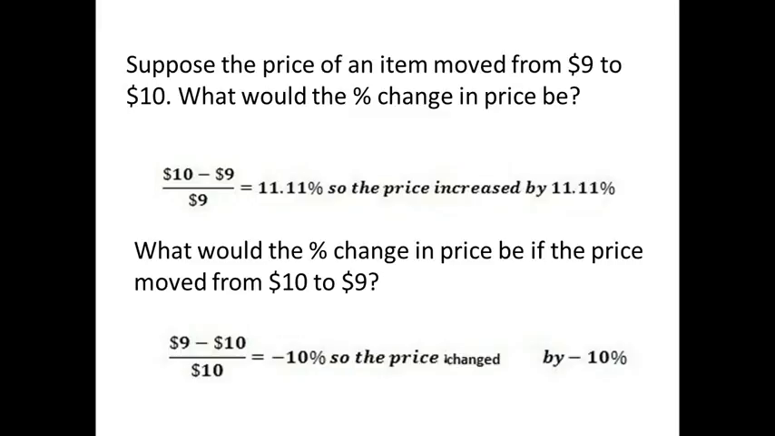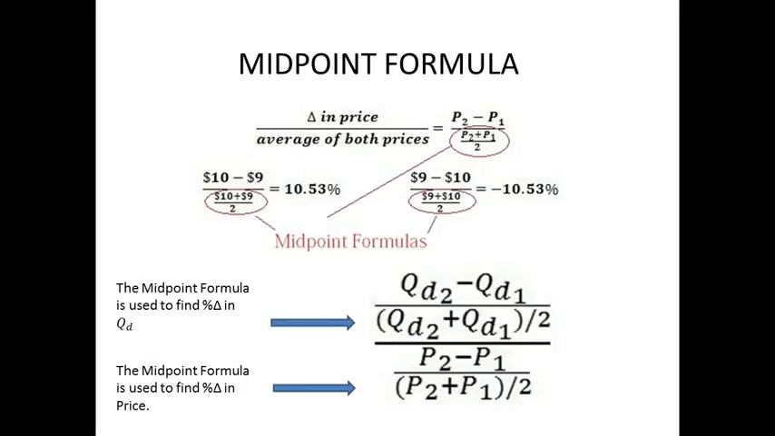To solve this problem, we can use the midpoint formula instead. The midpoint formula is the average of both prices. So what we do is we take the price 2 minus price 1, and then we divide it by price 2 plus price 1 divided by 2, which is the average of both prices. So by using the midpoint formula in the price elasticity of demand formula, you can see that the percentage change is the same whether the price moves up or it moves down.